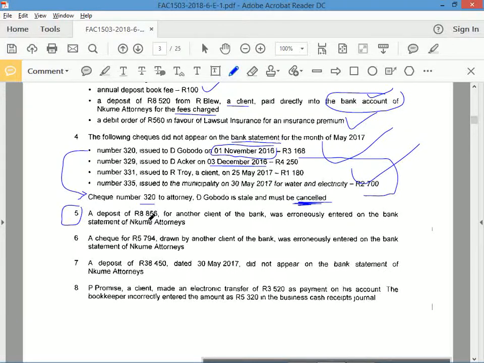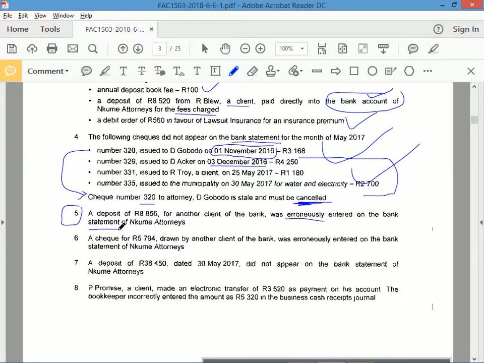A deposit 8856 for another client of the bank was erroneously entered on the bank statement. So there's an error on the bank statement. You shouldn't have a deposit anywhere in your records. Okay, you don't. The bank does. It's a bank error. The bank needs to fix it. Adjust, reconcile? Reconcile. We don't have to do anything. Okay, you shouldn't have this in your records, so don't adjust. The bank has it in the bank statements.